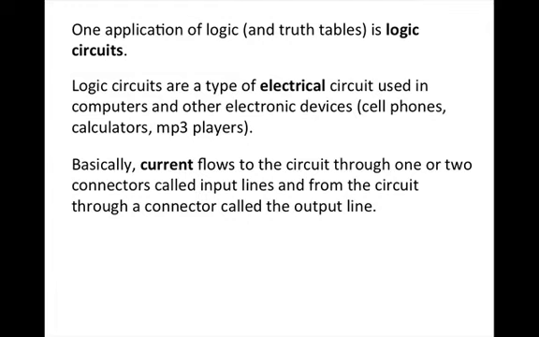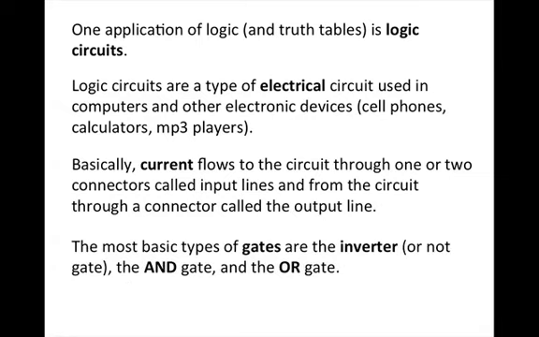Basically, current flows to the circuit through either one or two connectors called input lines, and current flows from the circuit through a connector called the output line. The most basic type of gates, which are connectors, we call them gates in logic circuits, are the inverter, which is the NOT gate, the AND gate, and the OR gate.